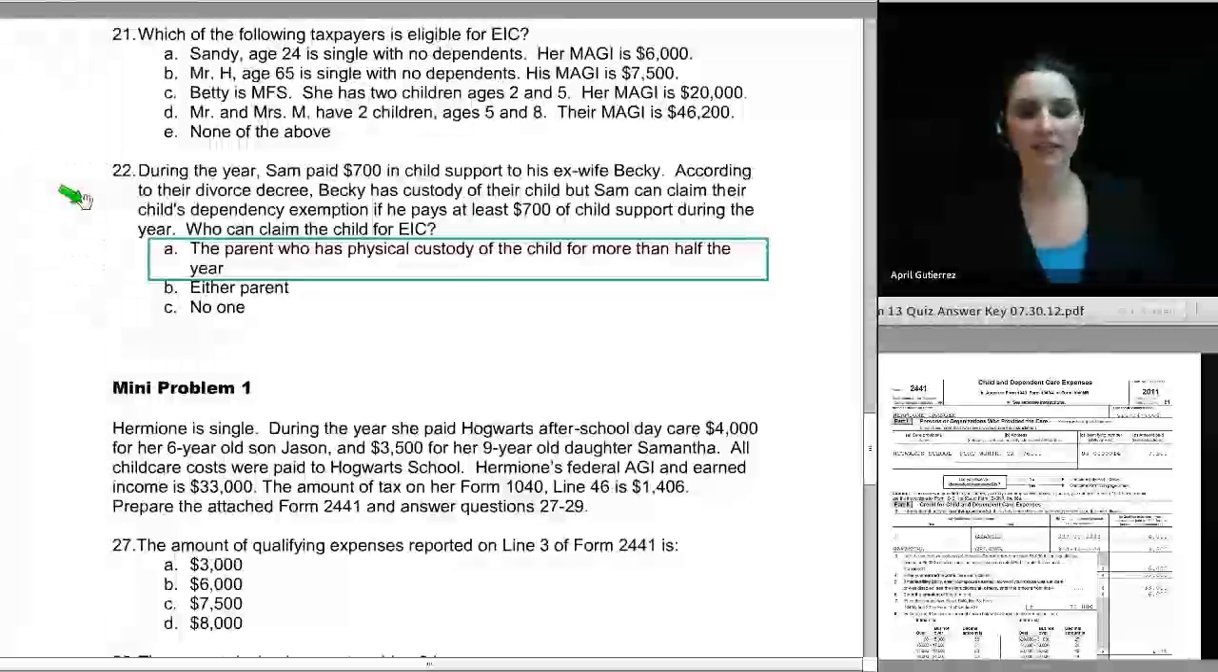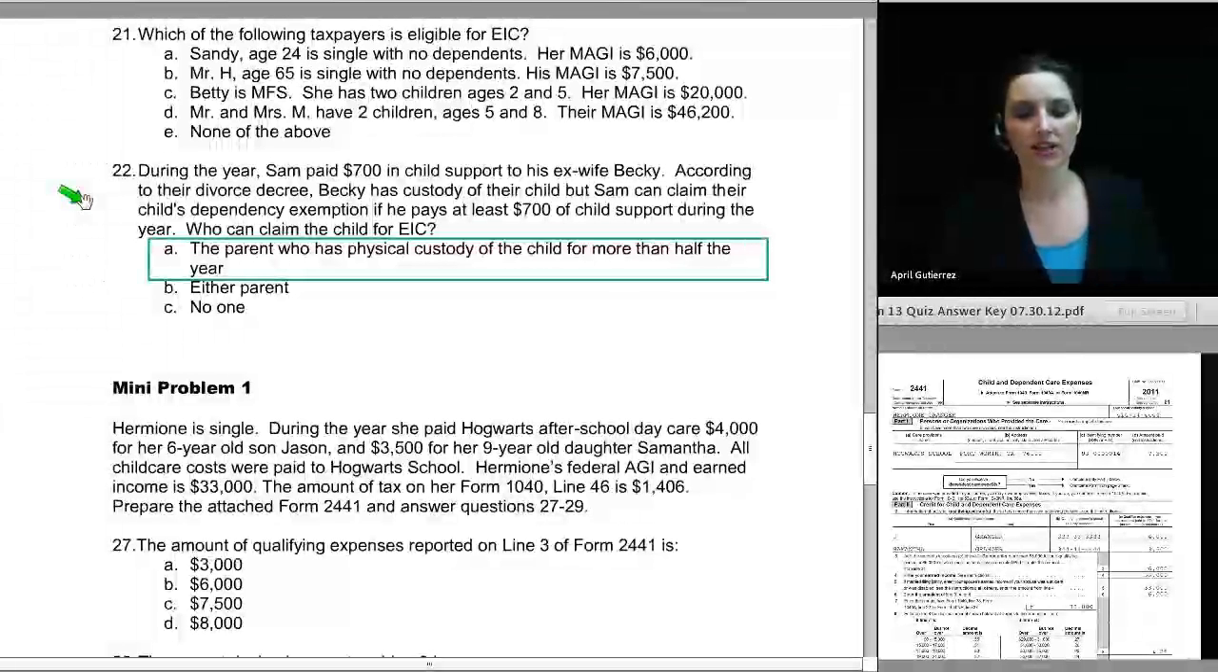During the year, Sam paid $700 in child support to his ex-wife, Becky. According to their divorce decree, Becky has custody of their child, but Sam can claim their child's dependency exemption if he pays at least $700 of child support during the year.